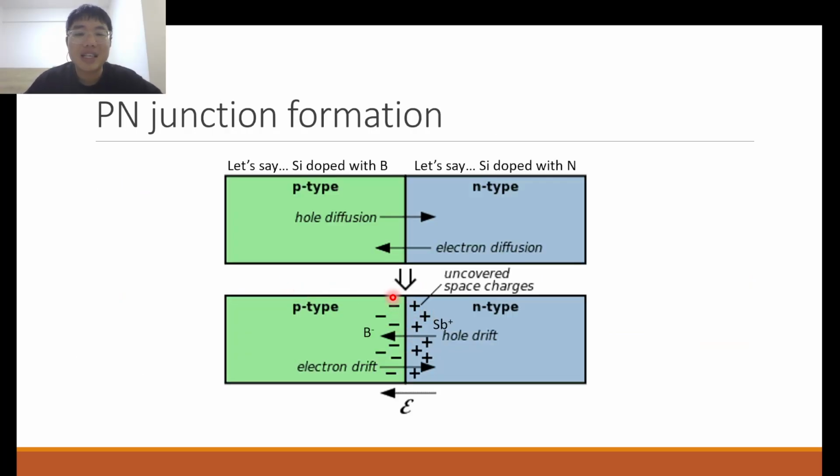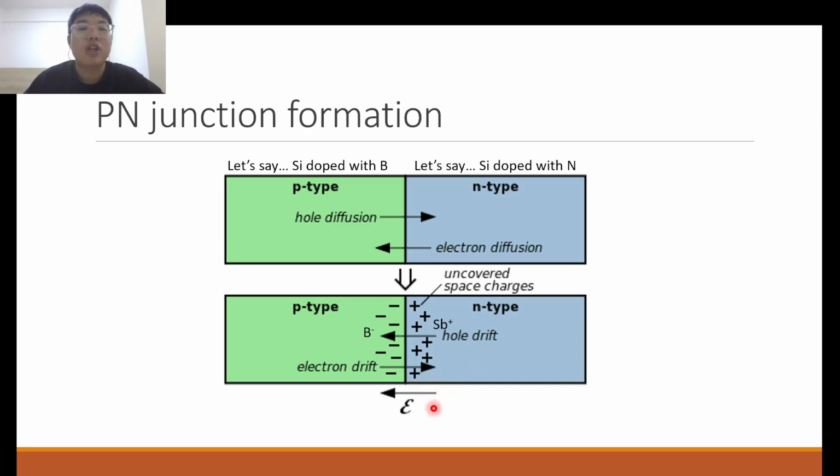So note that these are fixed charges. Unlike holes and electrons that can move around, these are like ions, they are atoms, right? Atoms in a lattice, right? Atoms in a lattice, can they easily move? They cannot, right? So they are fixed charges. So this charge build-up is fixed. These charges cannot move. So now we have built up an electric field. Positive charge on one side, negative charge on the other side, electric field arrow pointing from positive to negative charge, right?